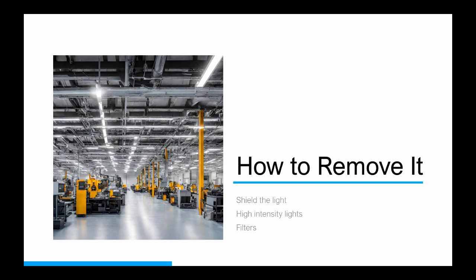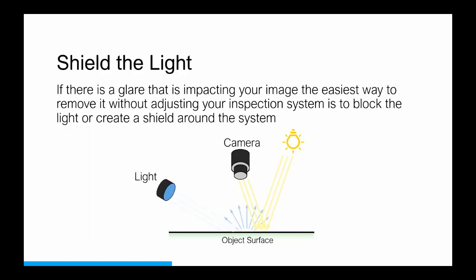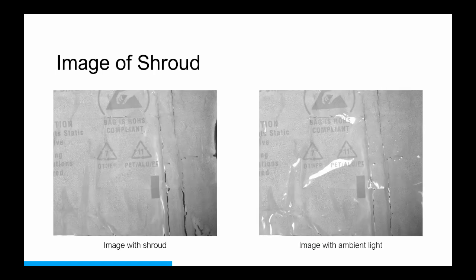There are three ways, listed from most effective to least effective: shielding the light, the intensity of the light, and the filters. First and foremost, shielding the light. This is the best method because essentially it's removing the problem altogether. If you can place some type of shroud that blocks the light from getting to your machine vision system, then you're removing the glare issue, you're not letting it get through to your camera, and it solves that problem for you pretty easily.